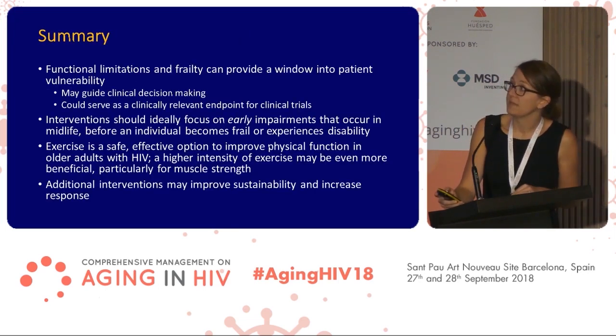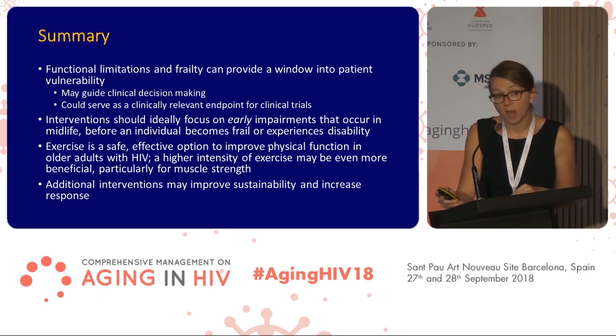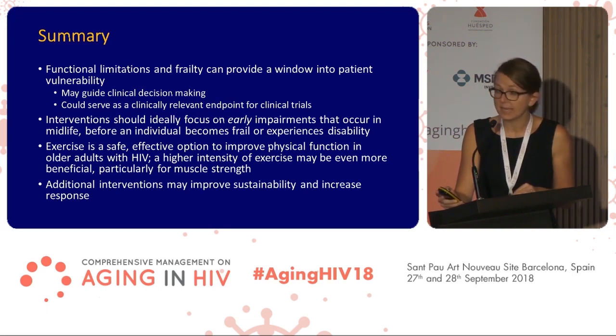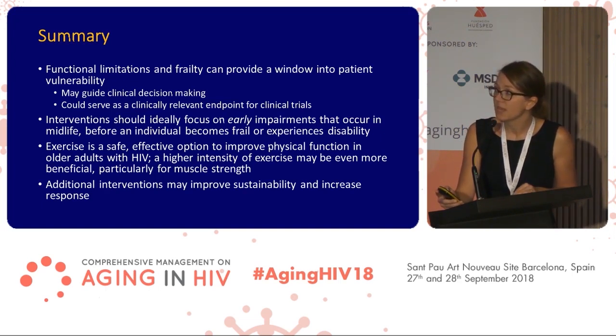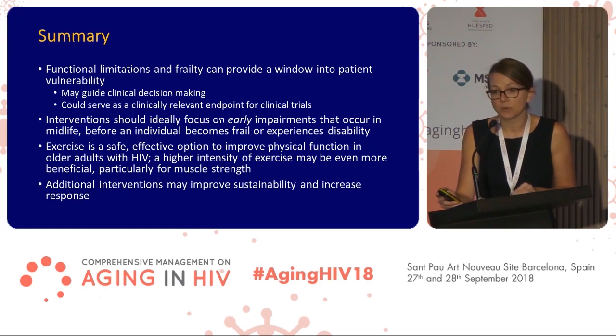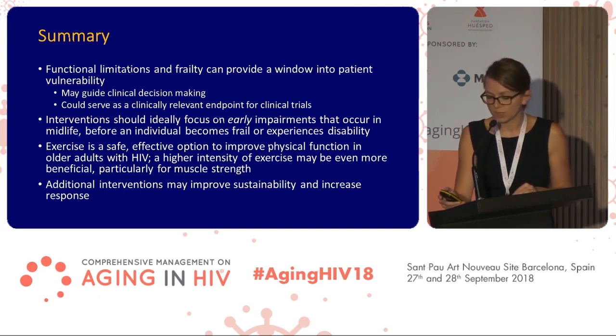So in summary, functional limitations and frailty can provide a window into our patients' vulnerability. It may help guide clinical decision-making, and it might serve as a clinically relevant endpoint for trials. Intervention should ideally focus on early interventions or early impairments that occur in midlife before an individual becomes frail or more severely disabled. And exercise is a safe, effective option to improve physical function in older adults with HIV. And probably that higher intensity exercise will result in the most improvement in muscle. And we certainly need additional interventions to help improve our sustainability and increase exercise response.